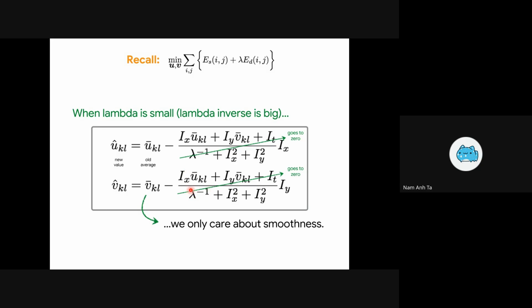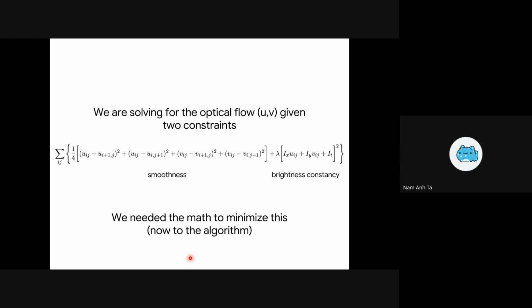this term will dominate the denominator, driving the correction update towards 0. I mean, this will go to 0. So effectively, the algorithm prioritizes a smooth field over the actual image data. And the result is a perfectly smooth flow field that fails to capture any real motion. So therefore, the final output for the U and the V is obtained by combining both the smoothness term and the brightness constraint. The smoothness term we will solve for 4 different adjacent terms, and this is the brightness term.